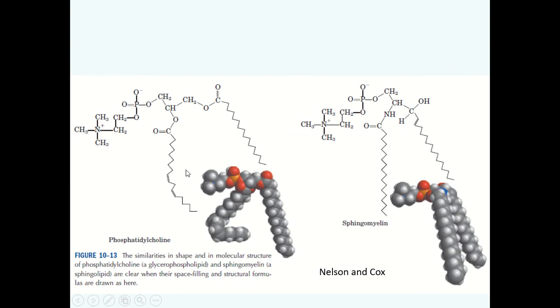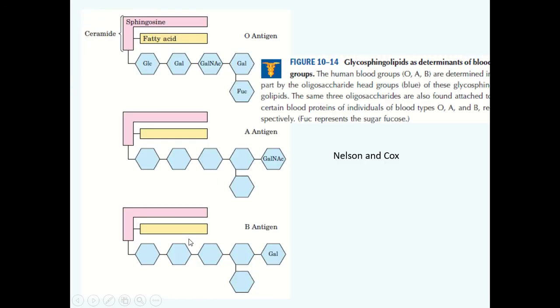This figure shows the structure of phosphatidylcholine, which is a glycerophospholipid, and sphingomyelin. They both contain choline as their polar head group. So you can see that sphingomyelin and glycerophospholipids have similarity in their structure, and they both are present in the membranes of cells. They constitute the lipid bilayer of the cell membrane. Carbohydrates, when attached to sphingolipids, are called glycosphingolipids.